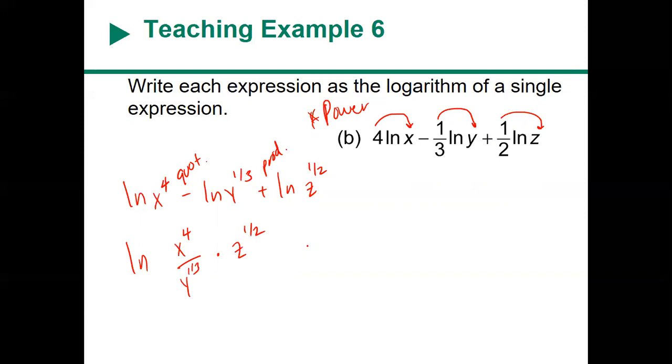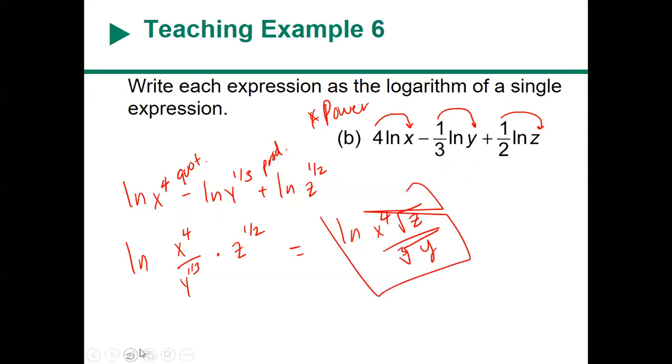Okay, and we're gonna write it using radicals. So you actually want to write the radicals. So I'm gonna write natural log of x to the 4 times the square root of z over the cube root of y. Oh, whoa, whoa, whoa.